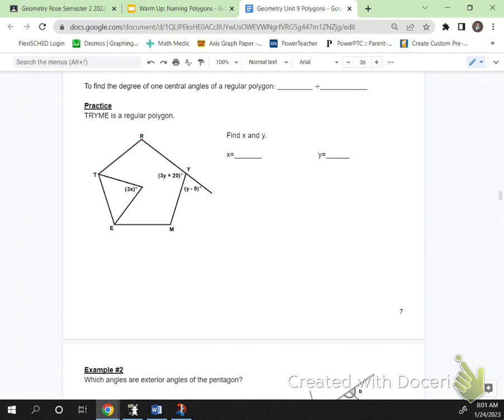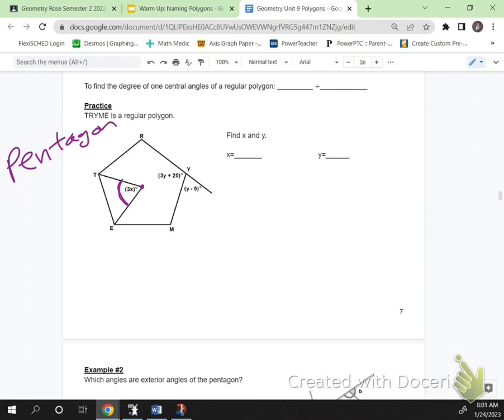Try me. This is a regular polygon. I need to find x and I need to find y. First, I should probably count the sides to know what kind of polygon I'm dealing with. 1, 2, 3, 4, 5. It's a pentagon. 5 sides. Okay. Where is 3x? In a triangle. It's the central angle. Do we see it? Yeah.